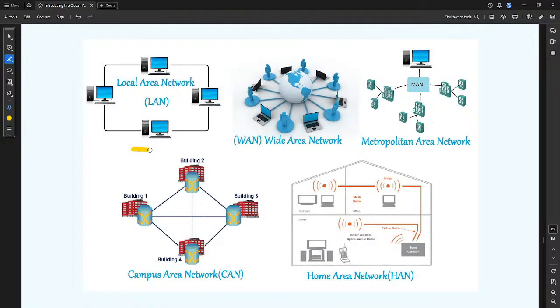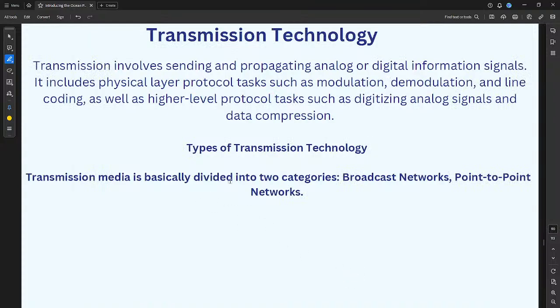Then this is an example of the local area network, wide area network, and metropolitan area network. You also have the campus area network. I mean, your campus may probably have a campus area network. And then finally, we also have the home area network.